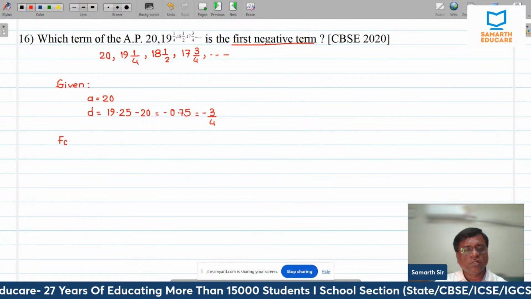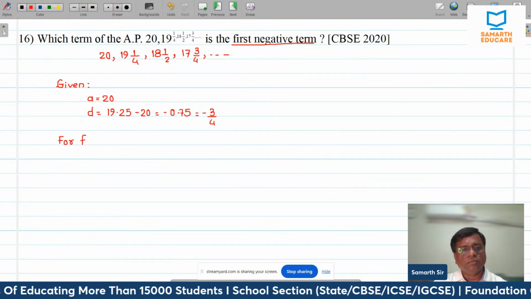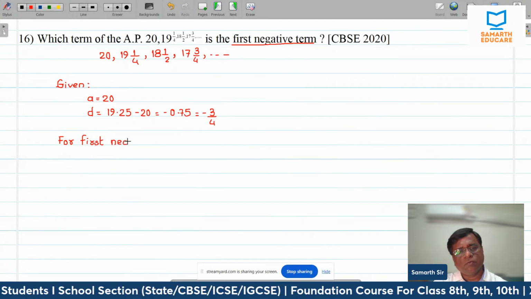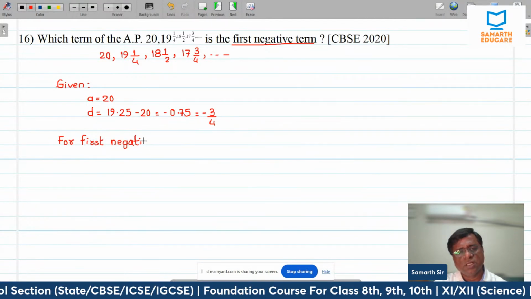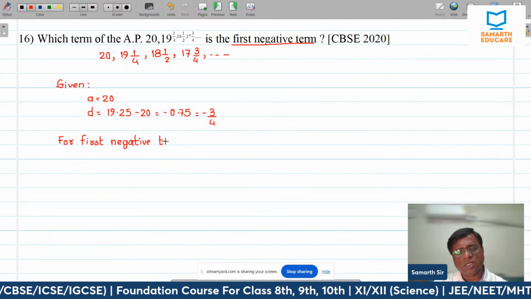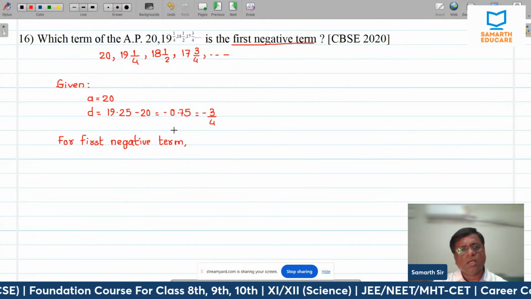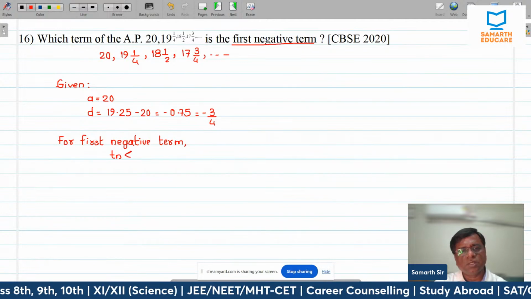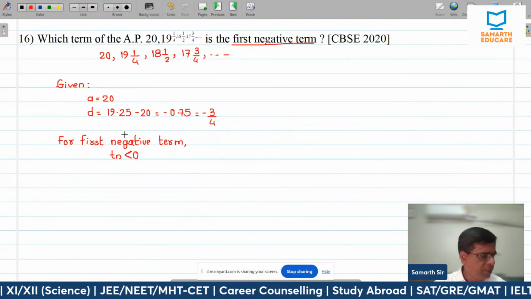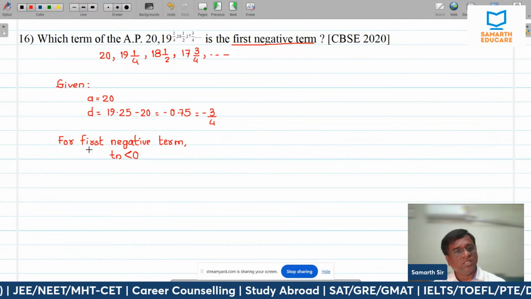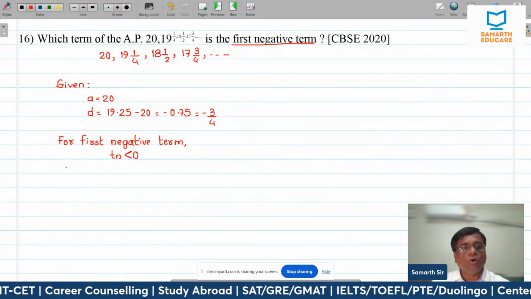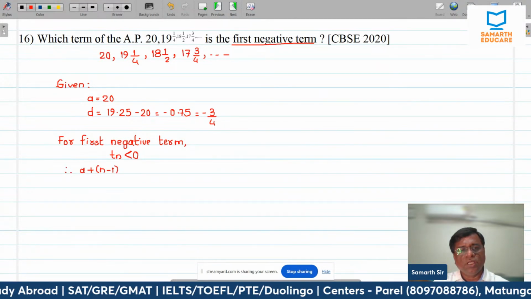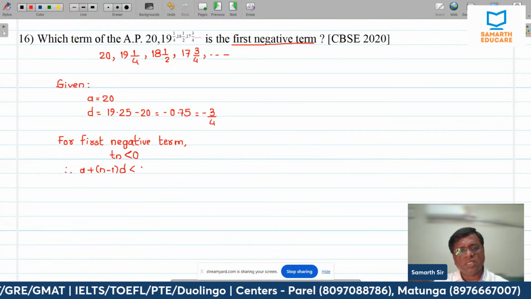For the first negative term, that means he is asking us up to where this tn becomes less than 0. When it becomes less than 0, we have to find that condition. Now the value of tn is a plus n minus 1 into d, which is less than 0.